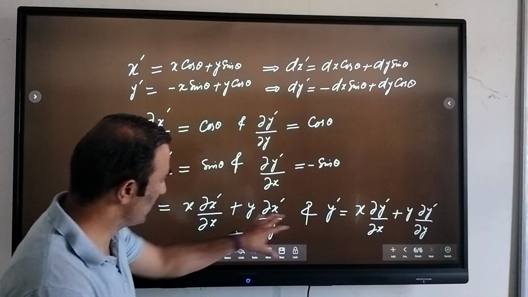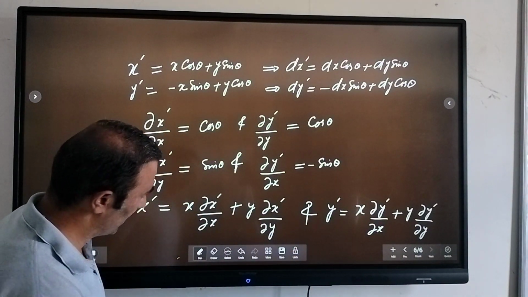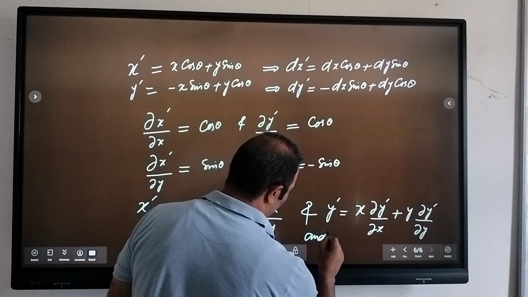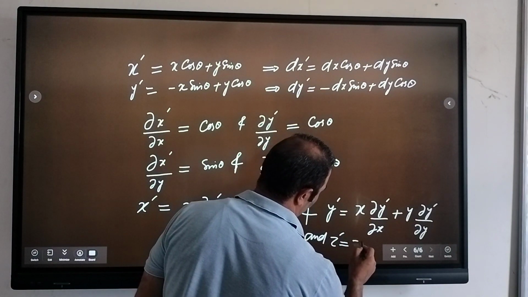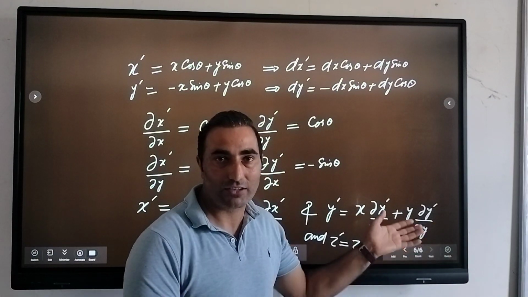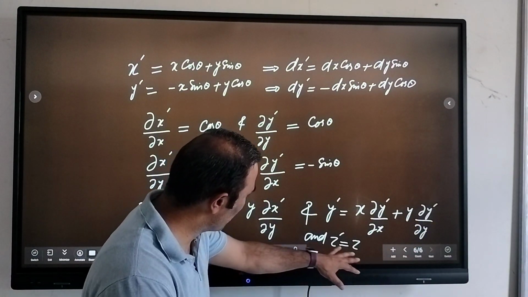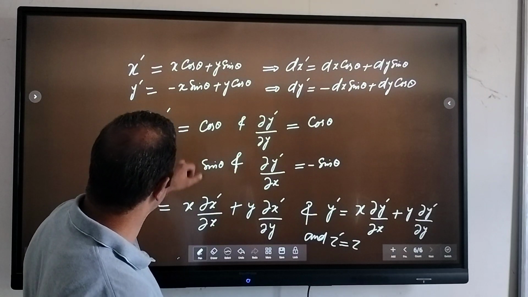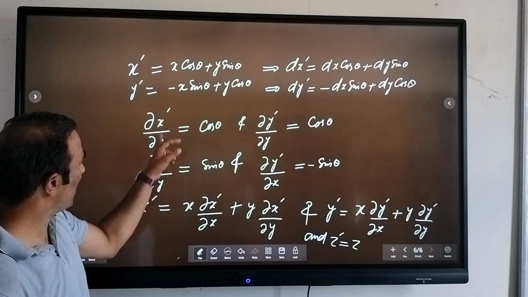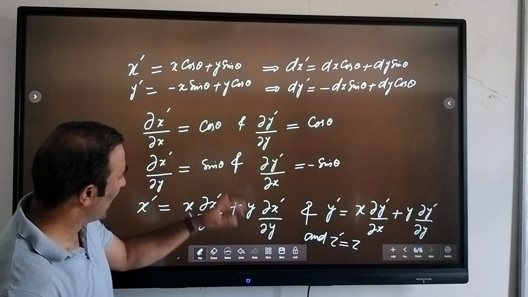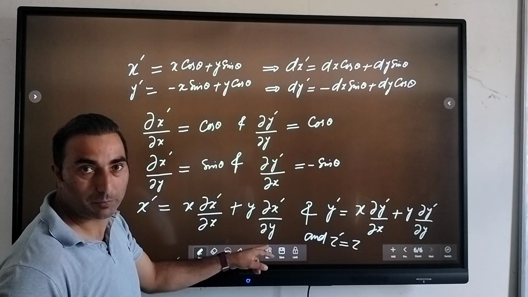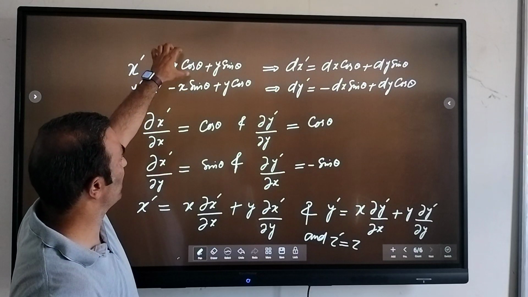Okay, now we have these equations. Let us generalize them. Also z prime is equal to z, because the transformation happens in the xy plane. So here I simply wrote x prime equal to x cos theta. This is x, and instead of cos theta I wrote partial x prime by partial x, plus y, and instead of sin theta, partial x prime by partial y. So this is the first transformation equation.